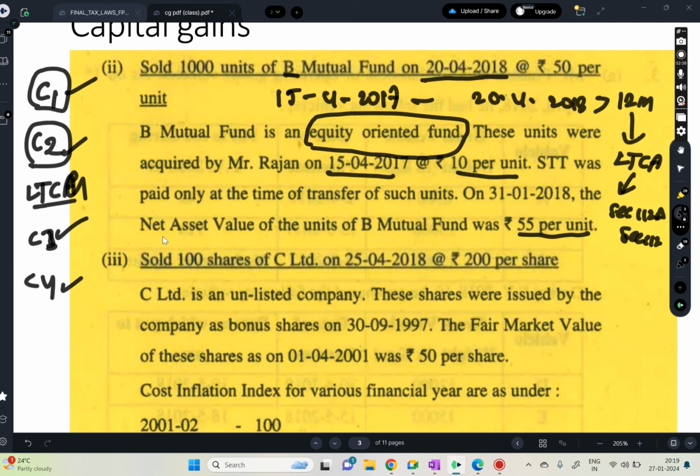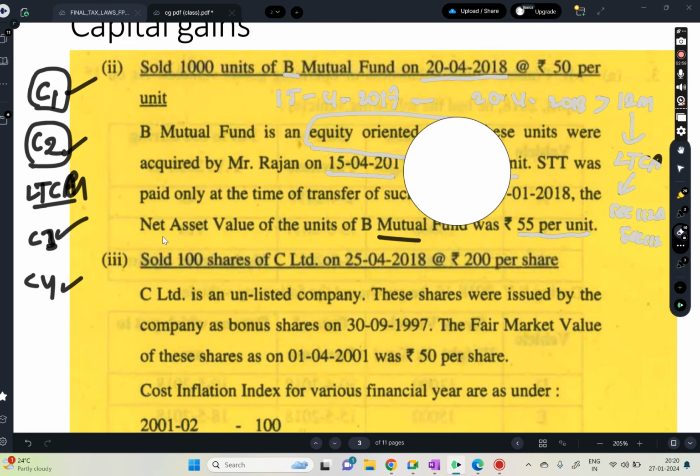What is condition 4? STT should have been paid both on buy and sell, acquisition and transfer, normally. But for mutual funds, remember guys, STT will be paid only on transfer. So all conditions are satisfied, and section 112A is applicable.